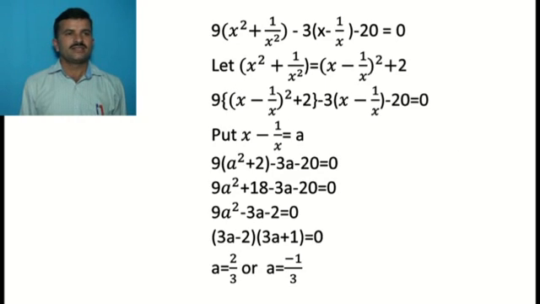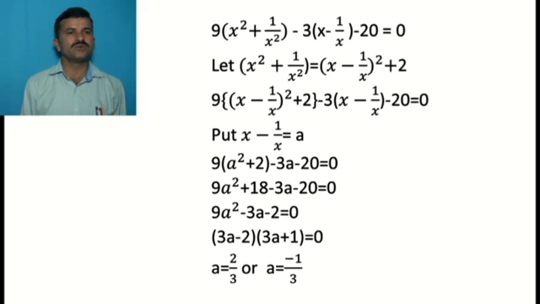Now you can take one example. 9 in the bracket x square plus 1 by x square minus 3 in the bracket x minus 1 by x minus 20 is equal to 0. This is not called a quadratic equation. First we have to convert this equation into the form of a quadratic equation and then solve this equation by factorization method. For that, you can put x square plus 1 by x square is equal to (x minus 1 by x) bracket square plus 2 in the original example, and the original example becomes 9 in the bracket (x minus 1 by x) bracket square plus 2 minus 3 in the bracket x minus 1 by x minus 20 is equal to 0.